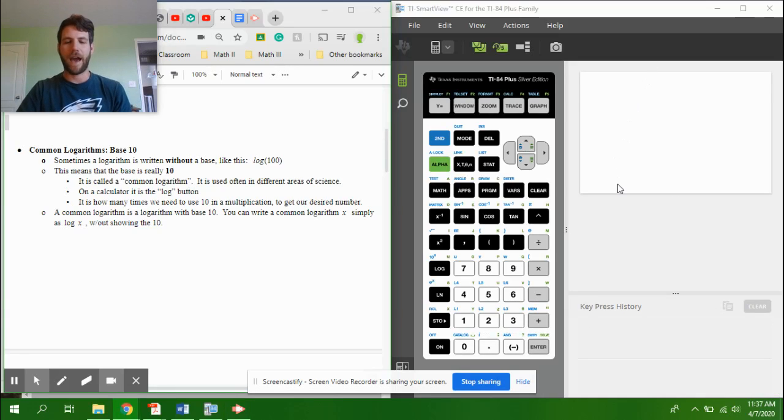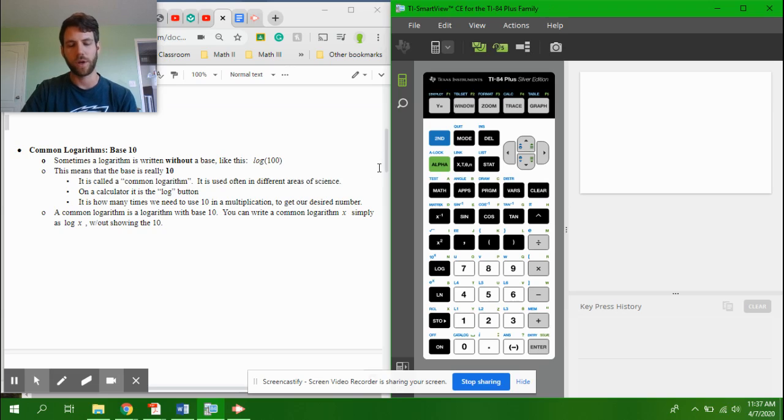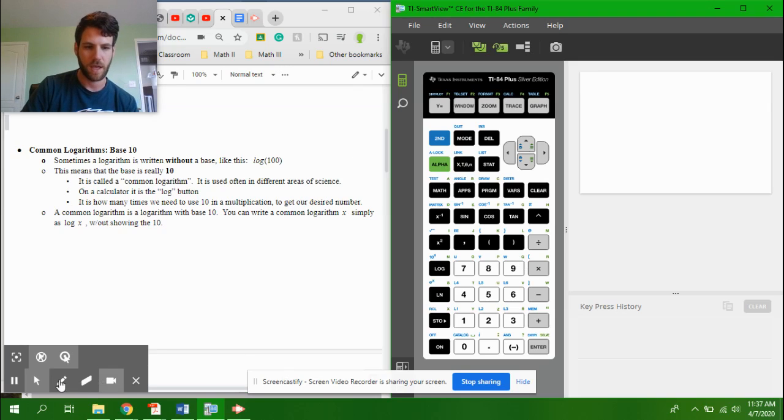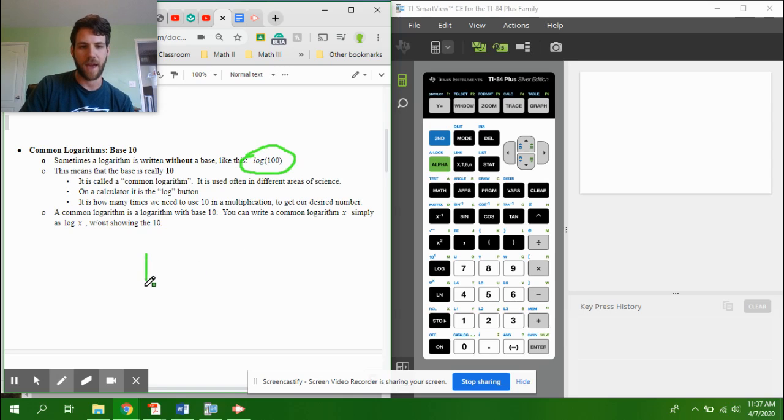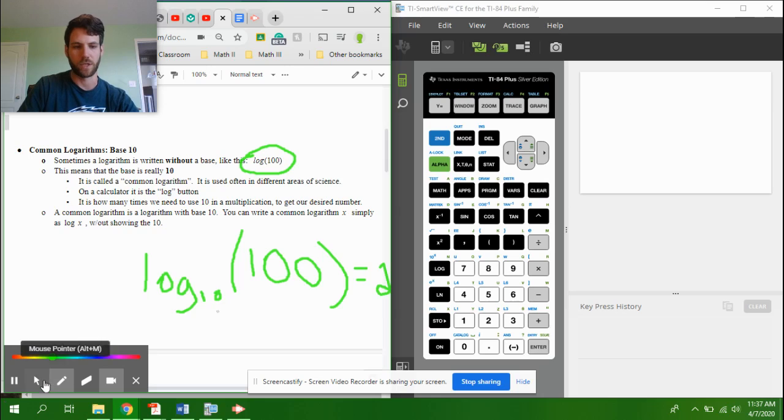We are now looking at how to do common logarithms on the calculator, and it is very easy. We are looking to evaluate things like log of 100. We know that log of 100 would just mean log base 10 of 100, and you might remember that from what I mentioned earlier. So we would think of that instead as log base 10 of 100. Well, we know that would equal 2, because 10 to the second power equals 100.